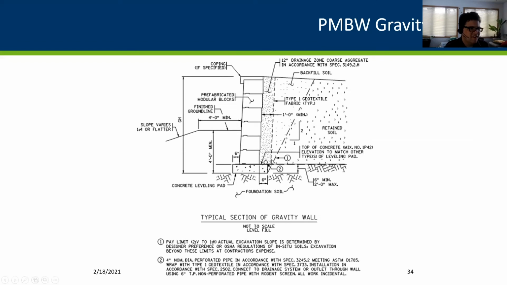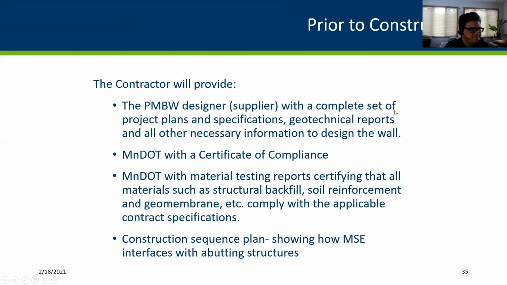So that's basically a gravity wall, again, a mass, and the retained soil pushing on it is resisted by the mass of those blocks. The contractor provides much of the same items that would be provided for an MSE wall. In fact, I just copied this over and I forgot to change MSE here, but it's the same thing. They're going to be showing exactly how that wall is going to be put together and providing a certificate of compliance for the material to make sure that it meets our requirements.